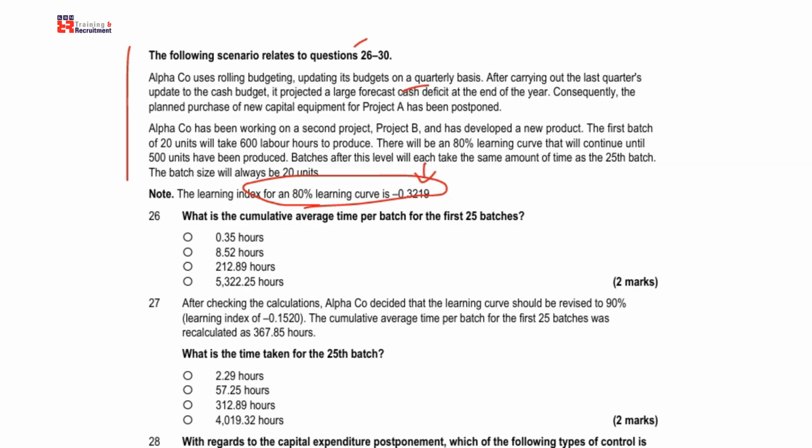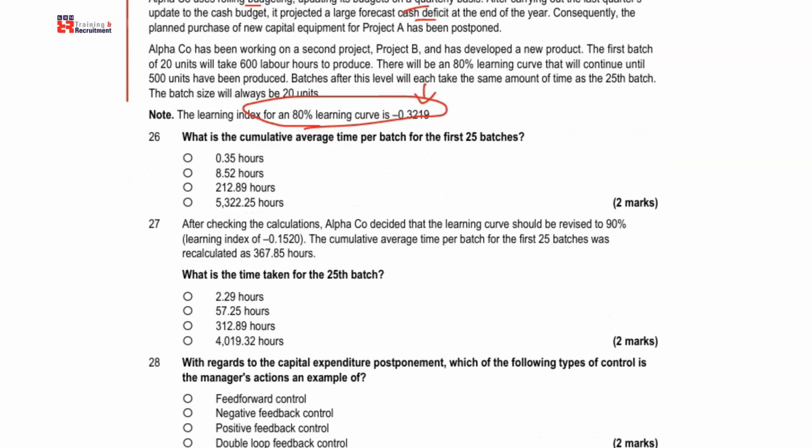AlphaCo uses a rolling budget, updating its budgets on a quarterly basis. After carrying out the last quarter's update to the cash budget, it projected a large forecast cash deficit. Okay, at the end there could be a cash deficit. Consequently, the planned purchase of new capital equipment could be postponed. So it's feed forward control, you can take action in advance, can you not?